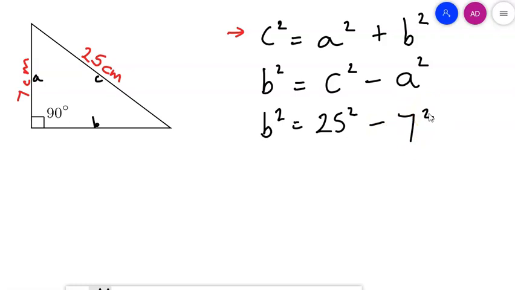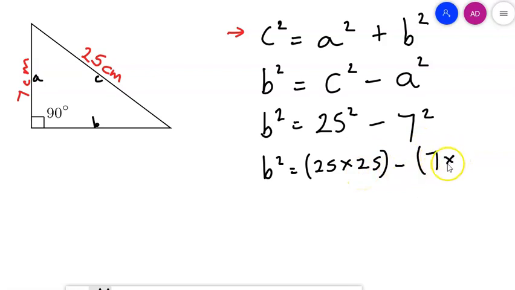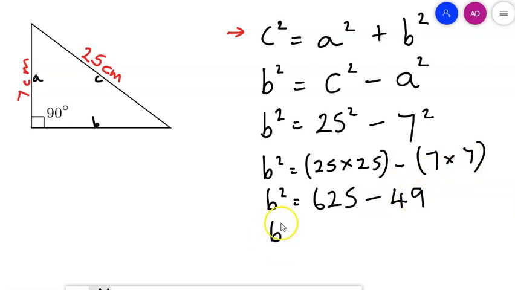And now we calculate that. So B squared is 25 squared, or to the power of 2, which is 25 multiplied by 25. And you're going to subtract from that 7 multiplied by 7. 25 multiplied by 25 is 625, and we're going to subtract from that 7 multiplied by 7, which is 49. So B squared is 576. But that's B squared.